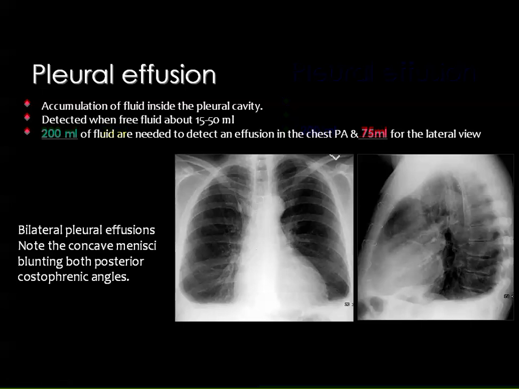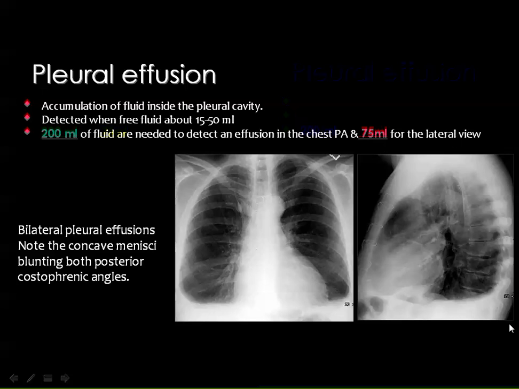Then we come to the pleural effusion, and effusion means that you have fluid in the pleural cavity. We can detect by imaging a minor amount of fluid in the range of 15 to 50 milliliters, but using the chest x-ray you need about 200 milliliters of fluid to be detected in the frontal view, and about 75 milliliters of fluid to be detected in the lateral view.